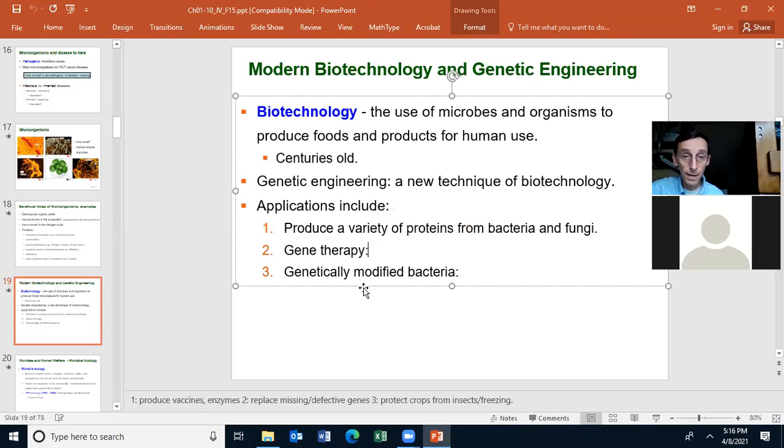There are genetically modified bacteria which we use to make products for us, as well as protect crops and other things, like protecting crops from insect and from freezing. Actually, the insulin that we talked about earlier was a genetically modified bacteria. They put the human insulin gene into the bacteria and then grew up the insulin in the bacteria. All right, any question about any of this?